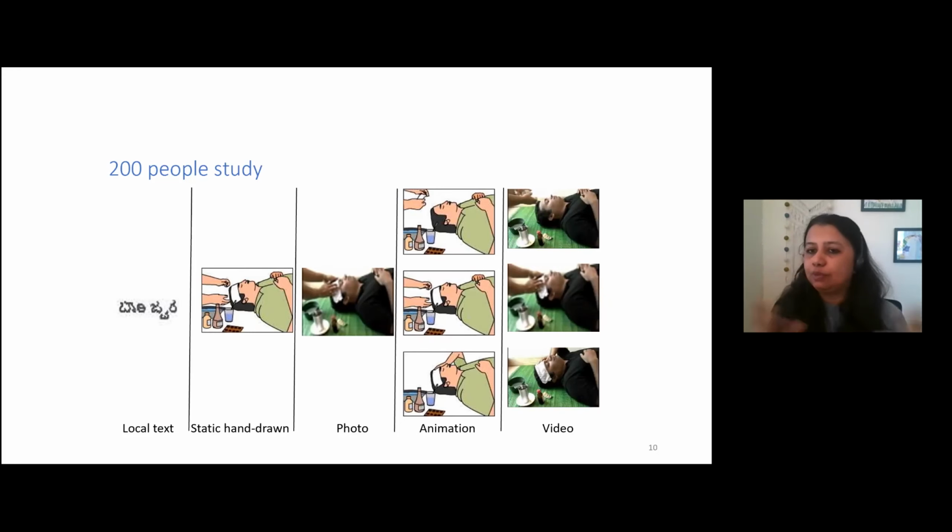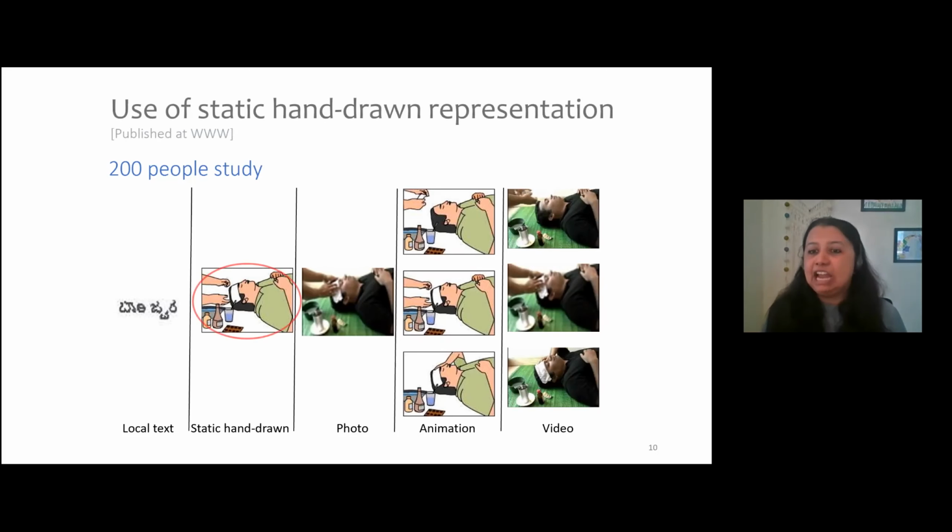When we did this 200 people study, it was surprising. We saw that static hand-drawn representation with audio output was the most well understood among all these representation styles. It turns out that static hand-drawn representation has the right amount of realism and abstraction. Photographs have too many details. People tend to get lost in the details. And very abstract graphics are too abstract to understand.